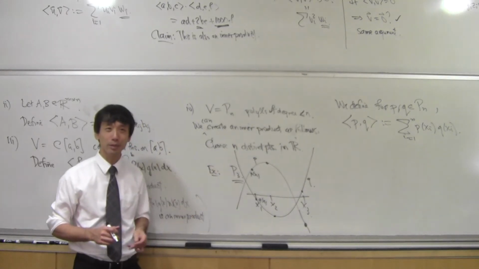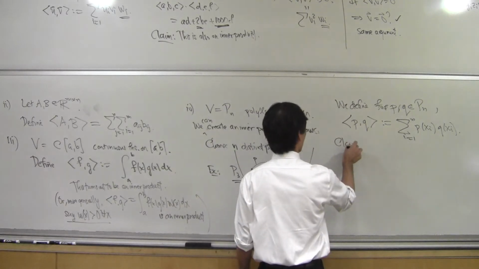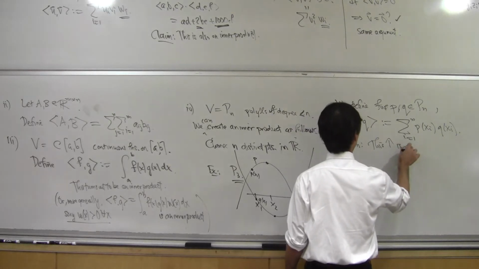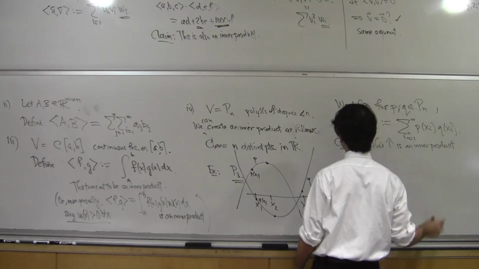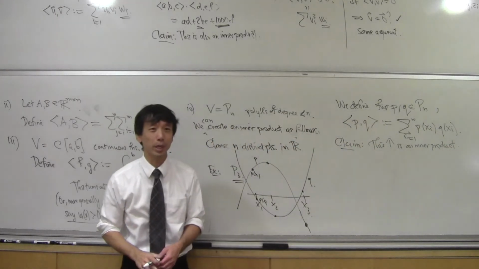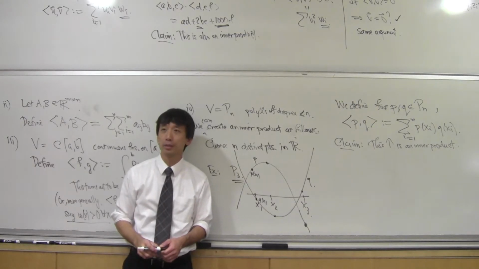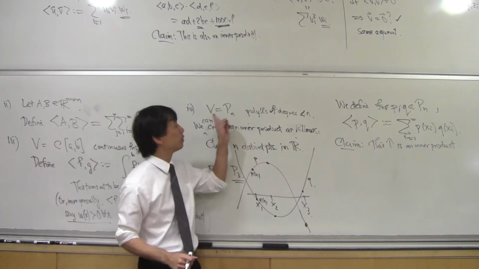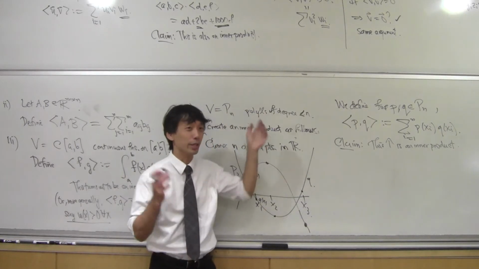Is that how we're going to create an inner product? But the claim is that this actually is an inner product. And then Pn with this inner product is called an inner product space.